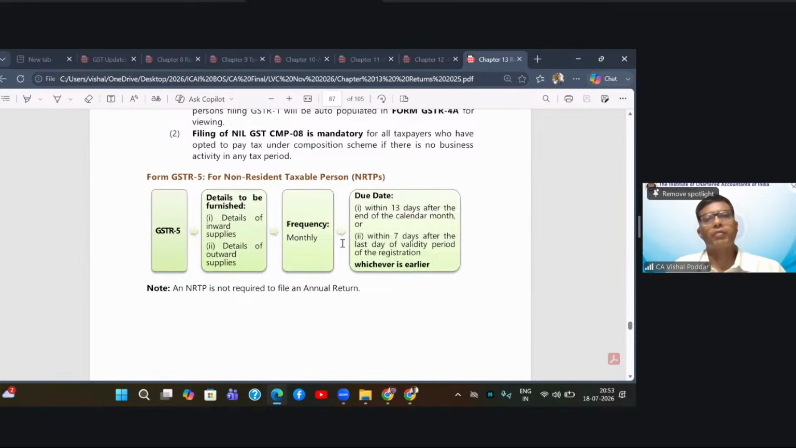Next return is GSTR 5. This is for NRTPs. So if you are an NRTP, that is a non-resident taxable person, you will have to file GSTR 5. Now this will contain details of inward supplies or the details of your outward supplies. This has to be filed monthly, and by when? Within 30 days after the end of that month, or since you are here for a short period, within 7 days after the last date of the validity of your registration, whichever is earlier. So if your validity of the registration is ending before the end of the month, you have to file your return within 7 days after that.